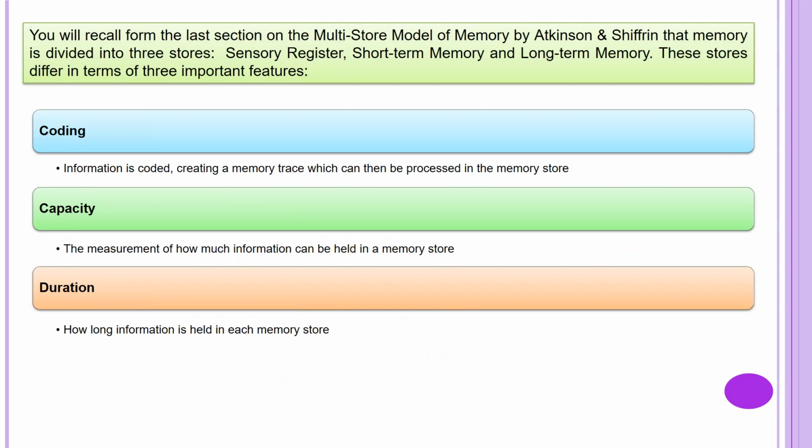You'll recall from the last section on the multi-store model of memory by Atkinson and Shiffrin that memory is divided into 3 stores: sensory register, short-term memory, and long-term memory. These stores differ in terms of 3 important features. Coding. This is where information is coded, creating a memory trace which can then be processed in the memory store. Capacity. This is the measurement of how much information can be held in a memory store. And duration. How long information is held in each store.